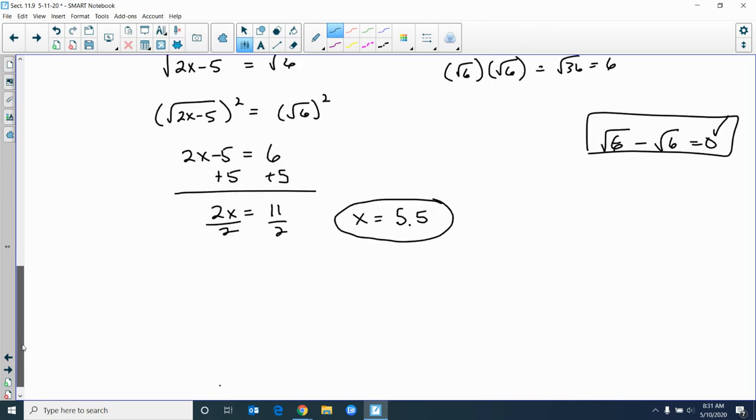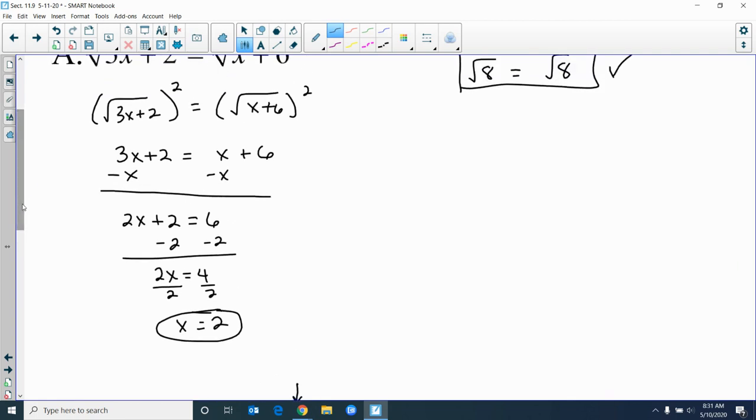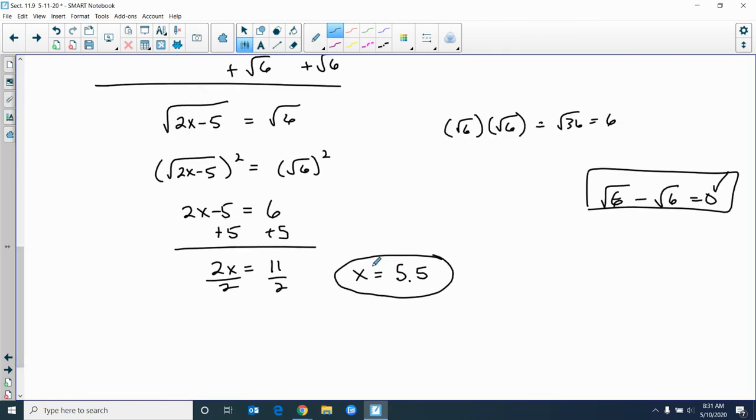Now, we only had one case where the answer didn't work, what we call an extraneous solution. Everything else, the answers did work. So it's just going to be every now and then that happens.